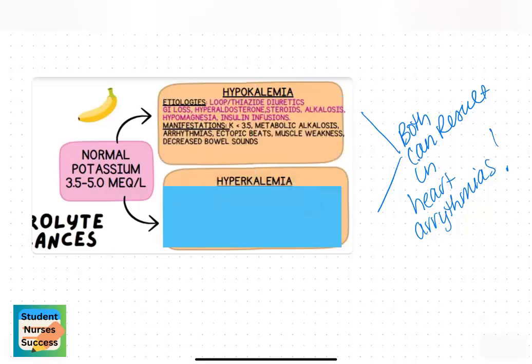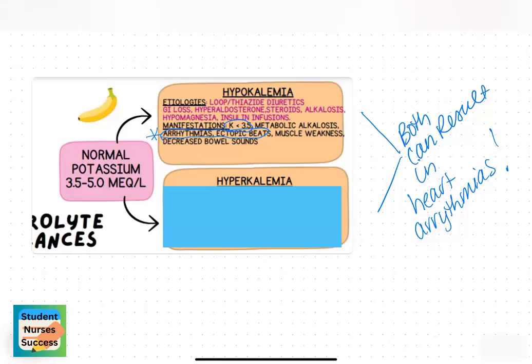Common etiologies include loop or thiazide diuretics, GI loss, hyperaldosteronism, steroids, alkalosis, low magnesium levels, or insulin infusions. Manifestations include a potassium level of less than 3.5, metabolic alkalosis, arrhythmias, including ectopic heartbeats, and that's important, muscle weakness, and decreased bowel sounds.